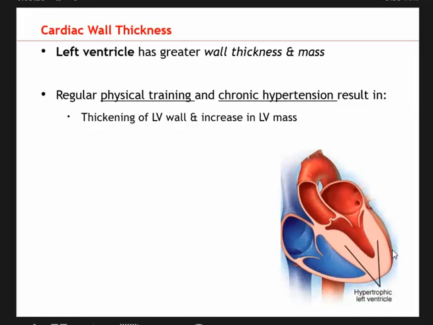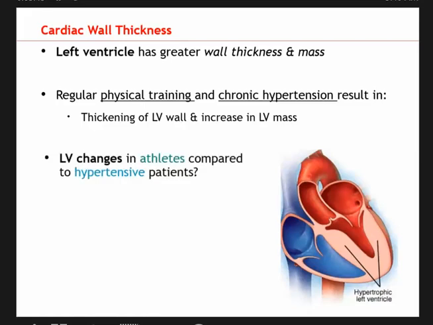So we have two, I guess, kind of factors that would increase left ventricular wall thickness and mass, and that's regular physical training, such as exercise, and chronic hypertension. So that's going to result in thickening of the left ventricular wall and an increase in its mass. Let's talk about why that is. So the question I would normally ask the class is left ventricular changes in an athlete compared to a hypertensive patient. So how are they similar versus how are they different?